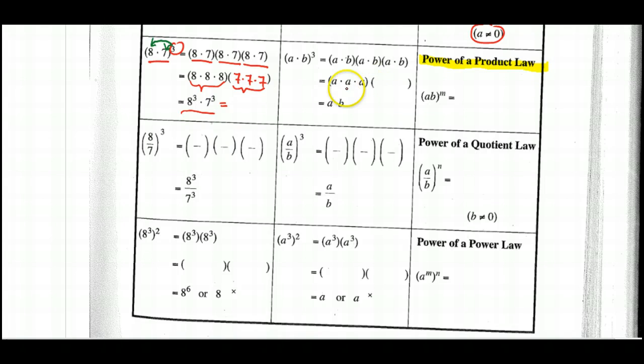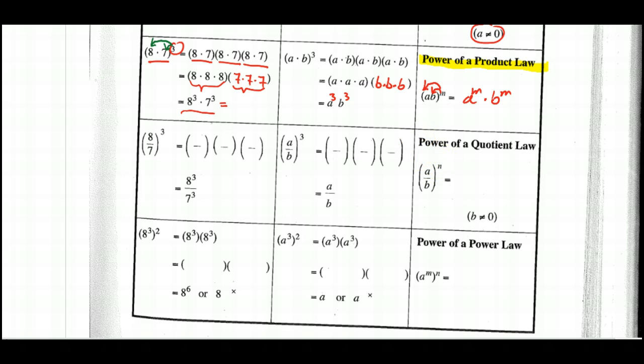when we look at A's, so we have 3 A's and 3 B's. And then A cubed times B cubed. All right, so the general rule then, if we use our letters again, would be A to the M times B to the M. Okay, so that M gets applied to everything inside the bracket.